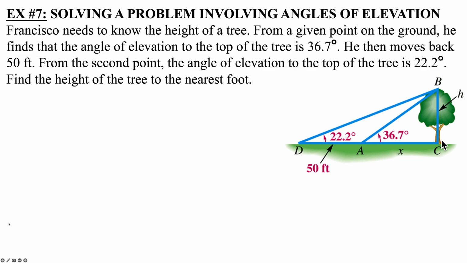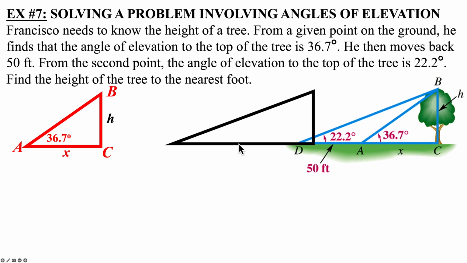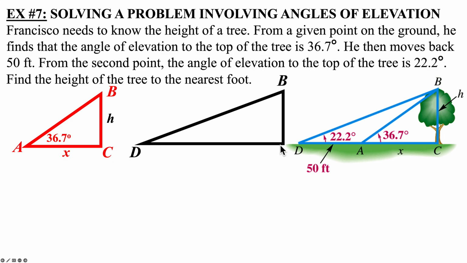So what we want to do here is find our two right triangles. There's one of them. Separate it out, relabel it. A, B, C, x, and the 36.7 degrees. Second right triangle is the bigger one here. Move that out. D, B, C, 50 plus x on the bottom, and this is still h with my 22.2 degrees here. All right, have no hypotenuse, so I'm thinking we need all tangents here. So let's look at these two angles. Tangent of 36.7 degrees is equal to h over x.